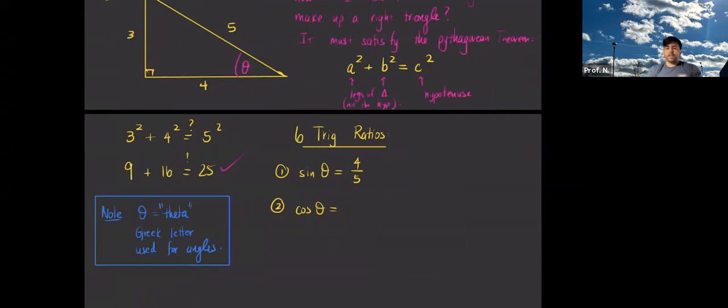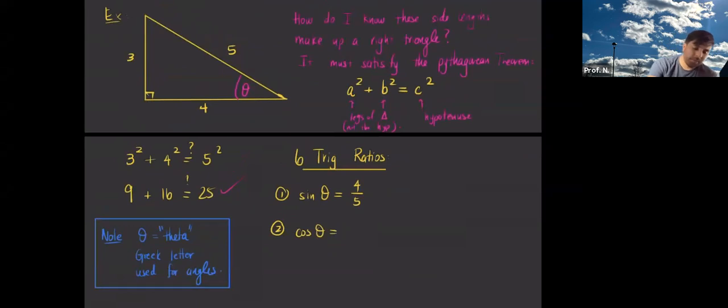What is cosine theta? Adjacent side. Oh, pardon me, guys. You guys should have pointed that out. The opposite side of theta is not 4, it's 3. The adjacent side of theta is 4/5.